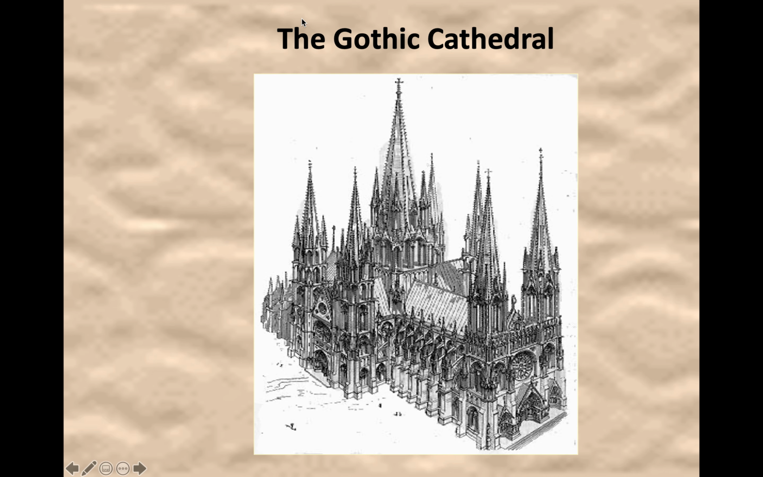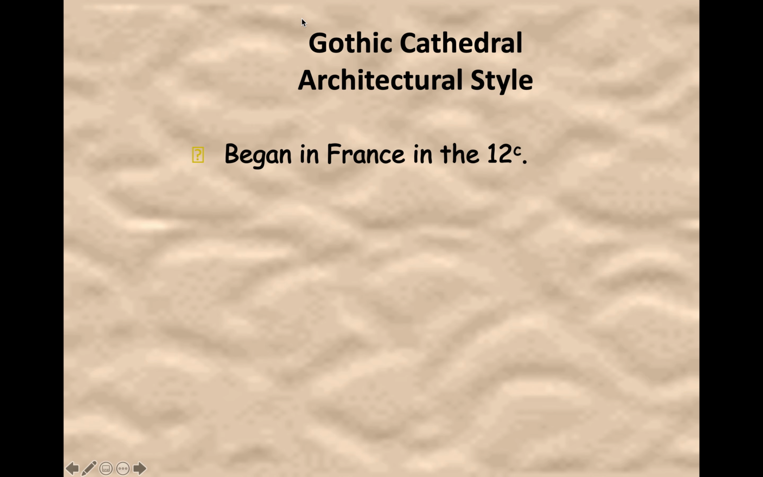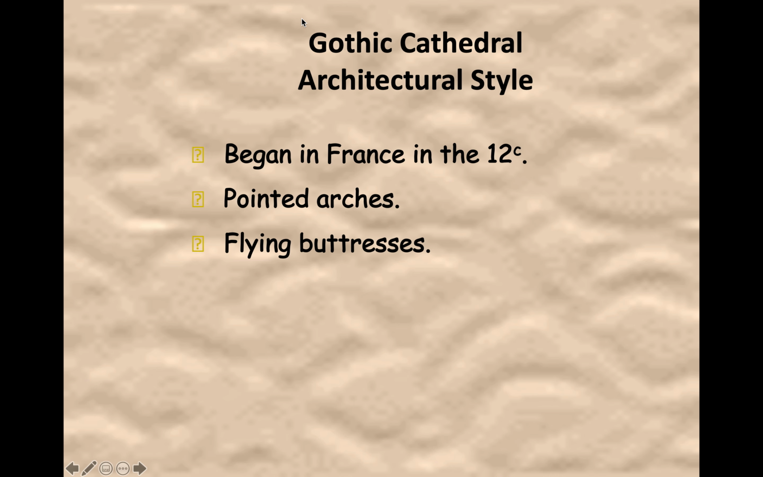This is the Gothic cathedral, and we're going to talk about what makes it Gothic and what makes it so unique to medieval times. The Gothic architectural style began in France, and it was defined by certain characteristics. Gothic cathedrals had a lot of pointed arches. They had these new devices on the buildings called flying buttresses, and we're going to talk about why they're really important. Stained glass windows are also a very common characteristic of a Gothic cathedral.